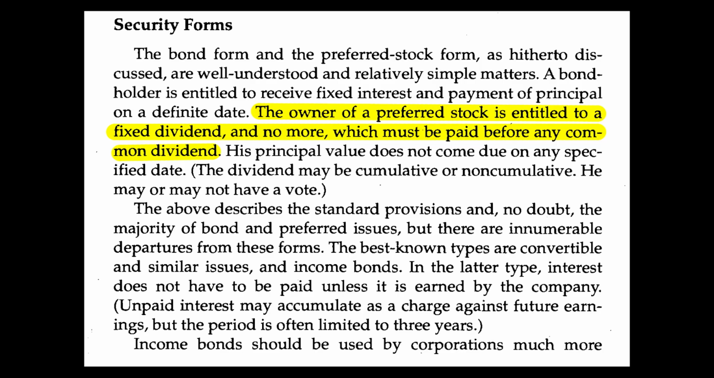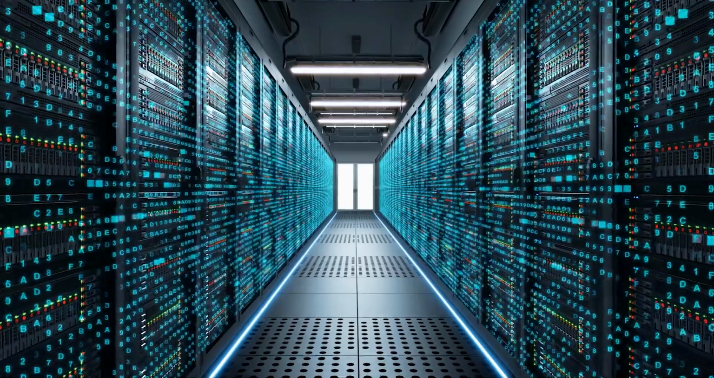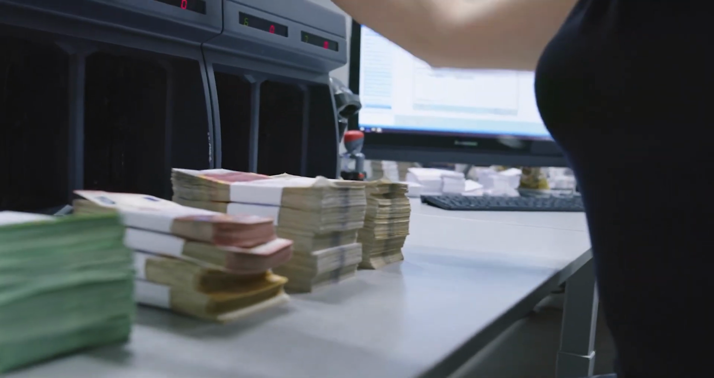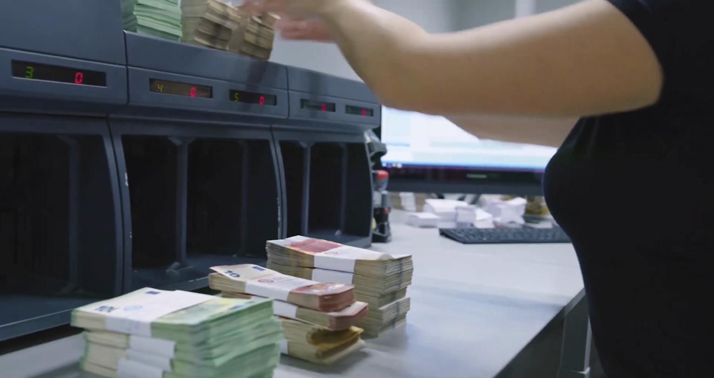On page 99, Ben continues this discussion and summarizes it where he writes, "The owner of preferred stock is entitled to a fixed dividend and no more, which must be paid before any common dividend." This page concludes his thinking on preferred shares and says their owners are only entitled to a fixed dividend, which must be paid before the common share dividend. That's all you get when you own preferred shares. So be aware of this and really understand the business that is paying out the dividends if you're going to look into owning preferred shares.